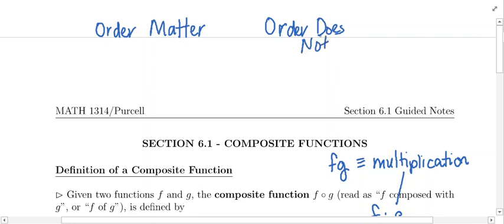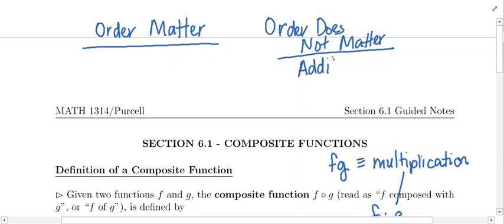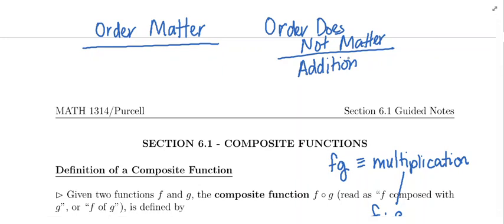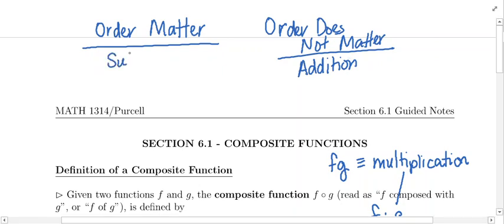So I'm just making a little list up here. Order does not matter. What we learned in 3.1, if you add two functions, the order does not matter. f plus g is the same thing as g plus f. But if you subtract two functions, f minus g is not necessarily the same as g minus f. So with subtraction, order matters. And then we talked about multiplication. If you think of two numbers, 4 times 5 is the same thing as 5 times 4. So with multiplication, order does not matter, even if you're multiplying functions.